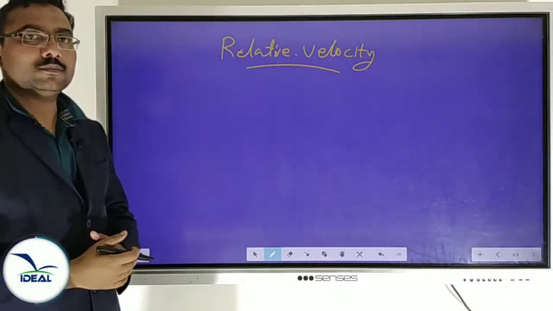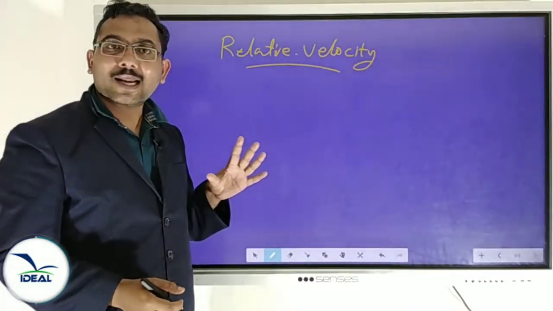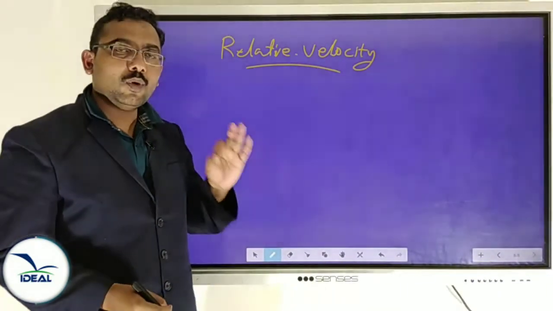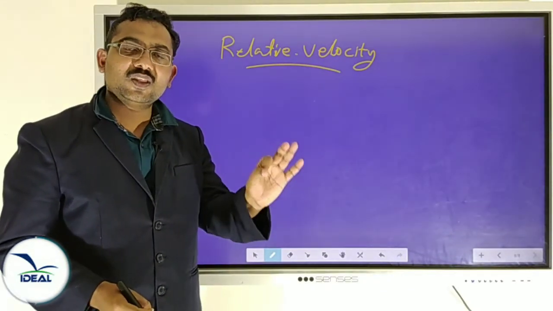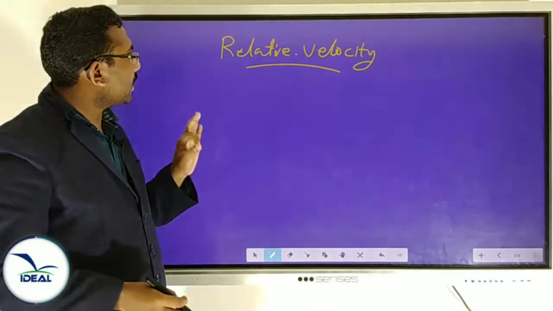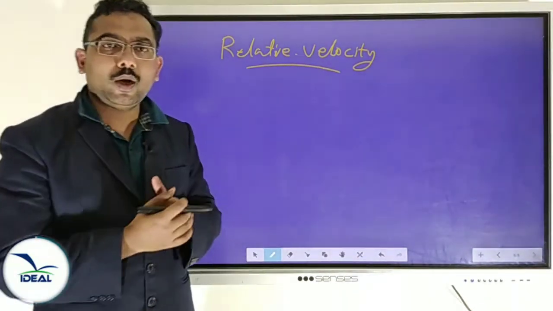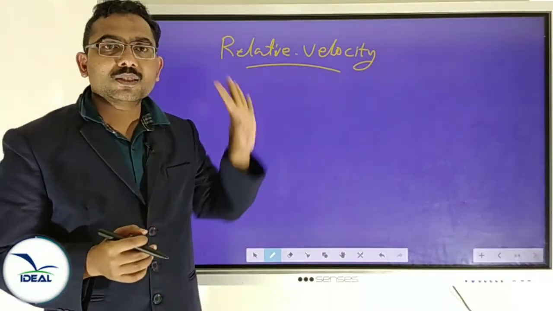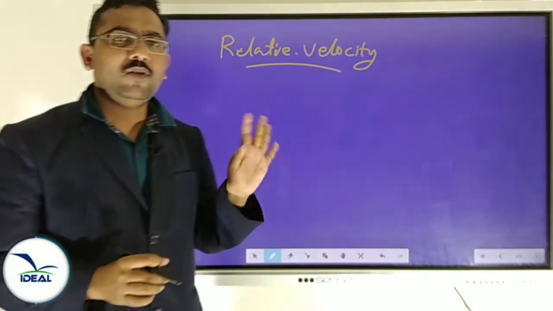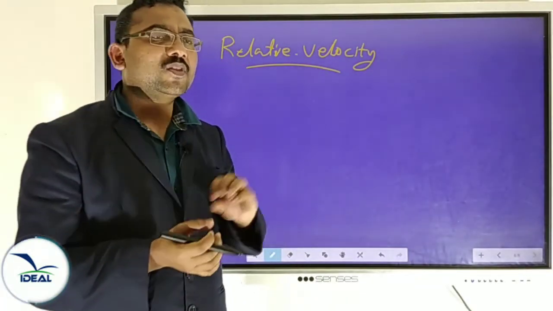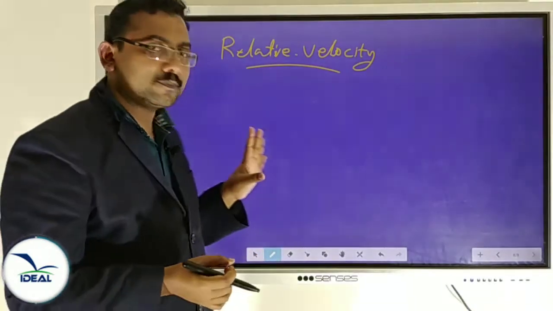You know, motion and rest are all relative. A body moves with respect to another body. A body is said to be at rest with respect to another body. Relative velocity means the velocity of a body with respect to another body. You studied in the straight line. If the first body is at rest, we say just velocity.